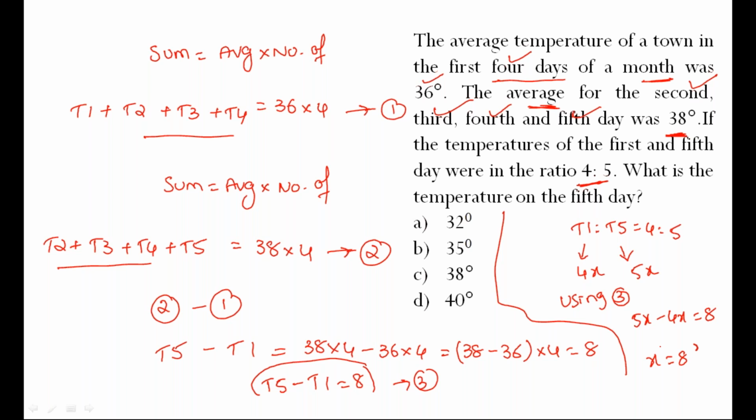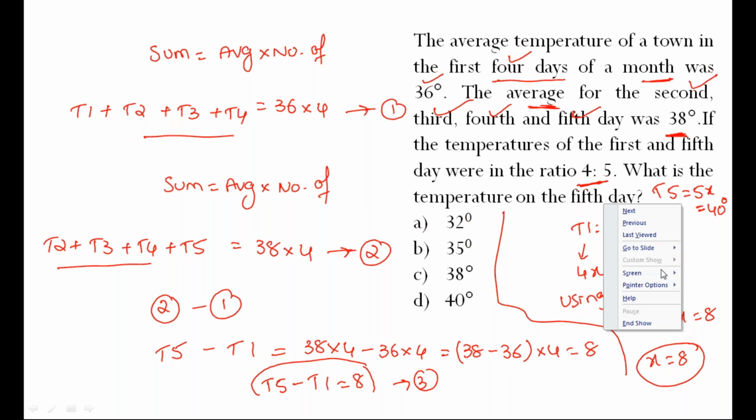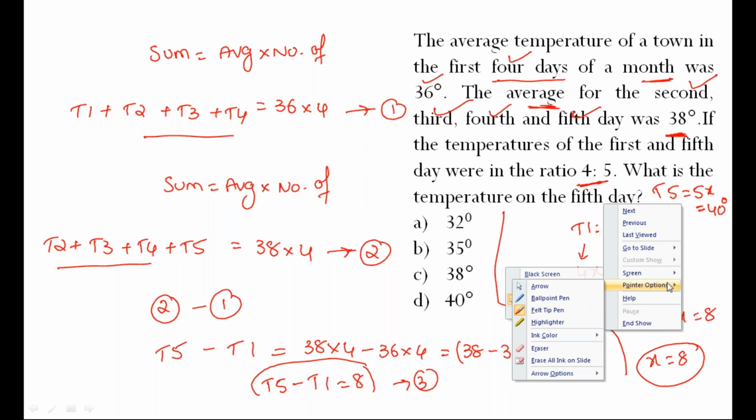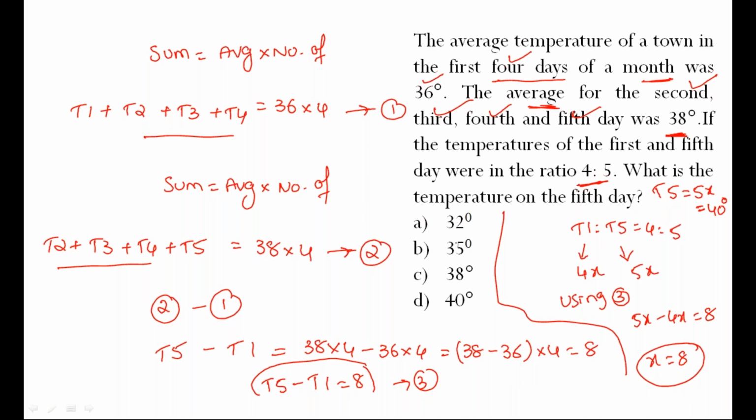Now we came to x equal to 8. That's what is the question, fifth day. Fifth day is 5x, 5 into 8 is nothing but 40 degrees. That's why option D is correct.